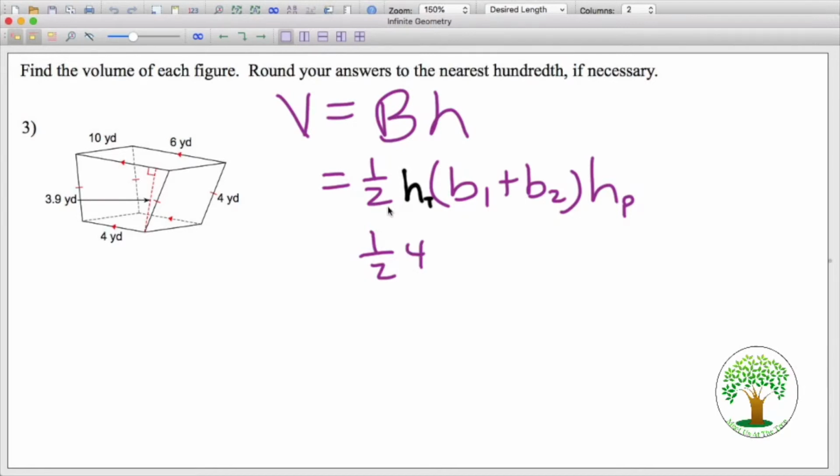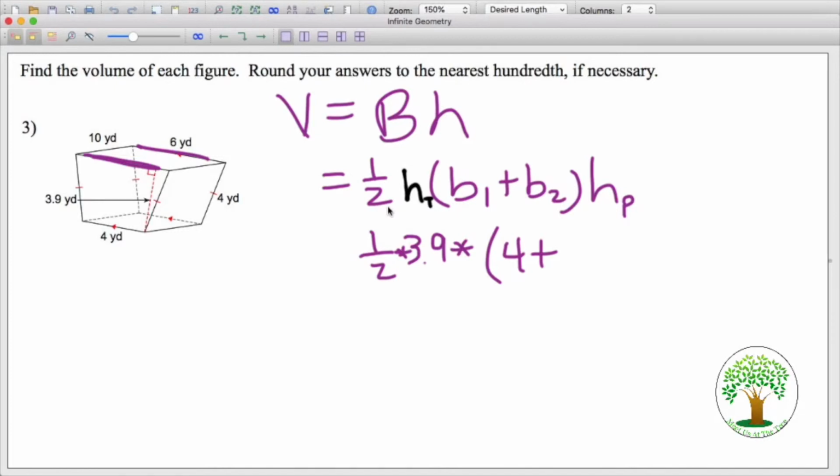All right, so half. Height of the trapezoid is what? 4. 4, I agree. Base 1. Wait a minute. Oh, the height. I'm sorry. The height is not 4. No, it's 3.9. Yes. Base 1 is 4. I agree with that. What's base 2? 6. And it's difficult to tell a little. This is it here, which is the same as that 6 over there.